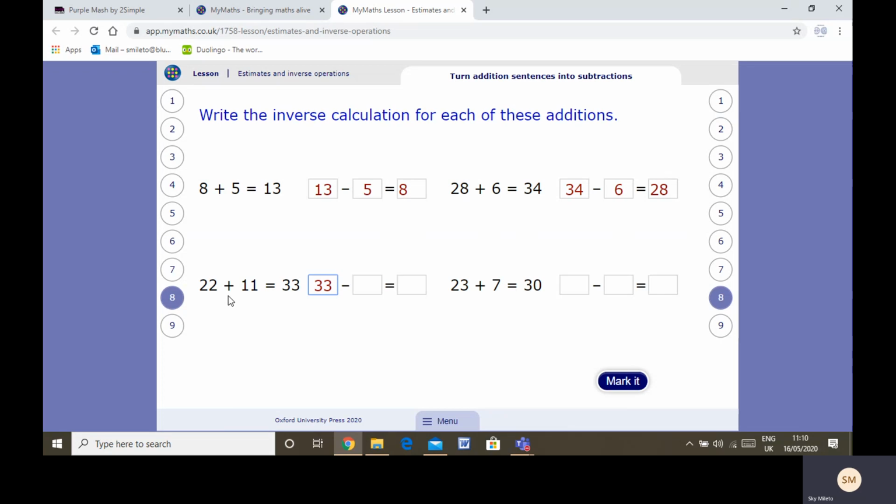So I know the biggest number has to go first. We're going to do 33. Again, I could do it either way around. I'm going to do 22 equals 11. But if you put 11 there and get 22 as the answer, that's fine. The only thing you need to know with the subtractions is that the biggest number has to go first. I'm going to do 23 equals 7.